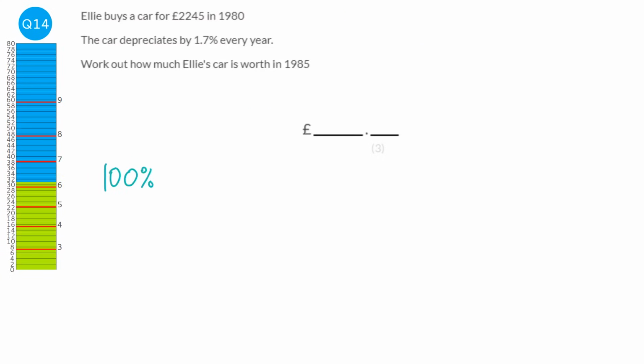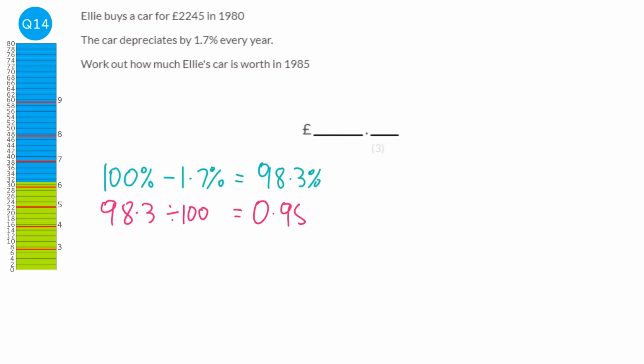So we're going to start off with 100%, and it says that the car depreciates. That means it goes down by, so it goes down by 1.7% every year. So we do 100 take away 1.7, which is 98.3, and that's percent. And we want that as a decimal, or as a multiplier we call it. And so we just divide it by 100 to make it into a decimal, 0.983. And that's our multiplier.